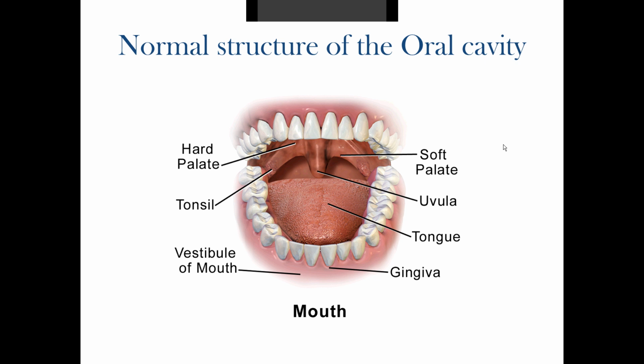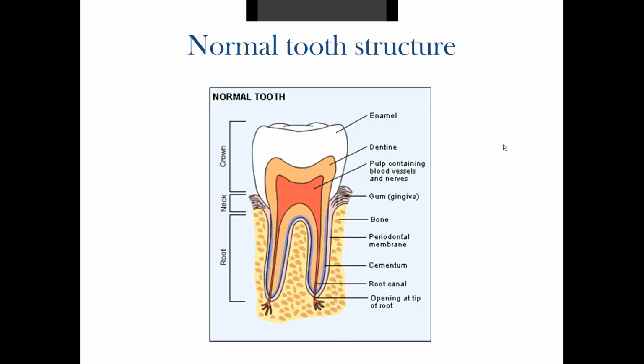Now, let us look at the normal tooth structure. The tooth consists of two parts. One is the crown, which is present in the mouth. Second is the root, which is embedded in the alveolar bone. The crown consists of three layers of tissues. First is enamel, which is white in color and is the outermost part of the tooth exposed to the oral cavity. Enamel is the hardest tissue in the human body, even harder than bone.